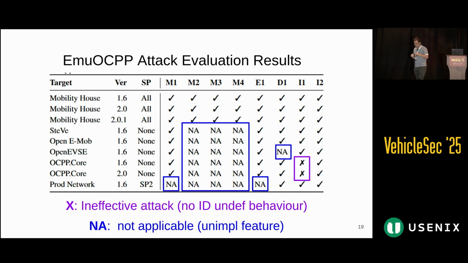There are some NAs because the feature we were trying to exploit was not implemented at the time of the experiments. And there are also some crosses because sometimes an implementation is mitigating some of our attacks because of some implementation strategy. But this table demonstrates that the attacks have a critical impact on the OCPP ecosystem.